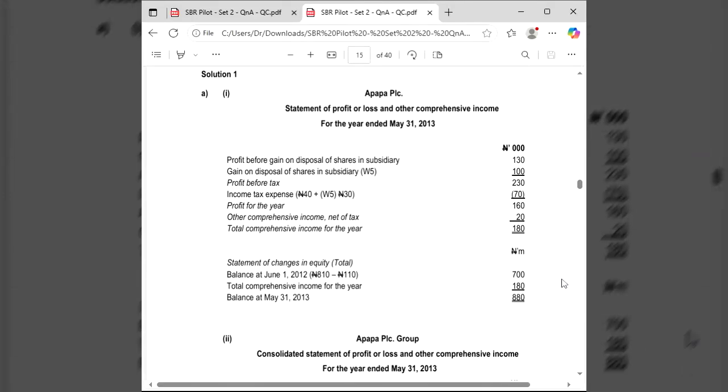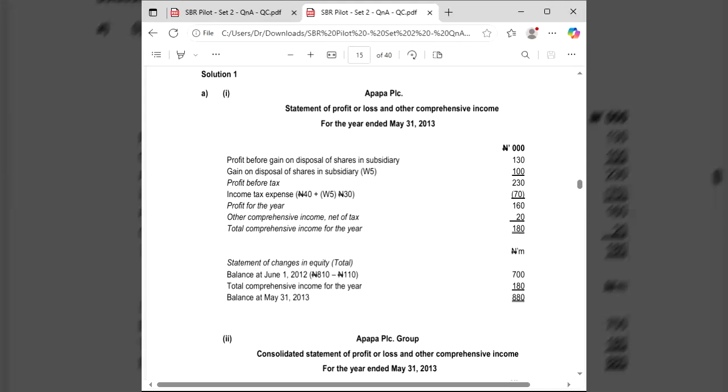All right, we're here again, and in this attempt to solve this question one, like I mentioned earlier, we'll be starting with the statement of profit or loss and other comprehensive income for the year ended 31st May 20x3 for Apapa PLC. Remember, I told you that this is the first requirement of the examiner, and the examiner here is asking us to prepare the separate financial statements of Apapa PLC. The purpose of the separate financial statements here is to learn how to adjust for omissions and commissions in the separate financial statements in line with the relevant IAS.